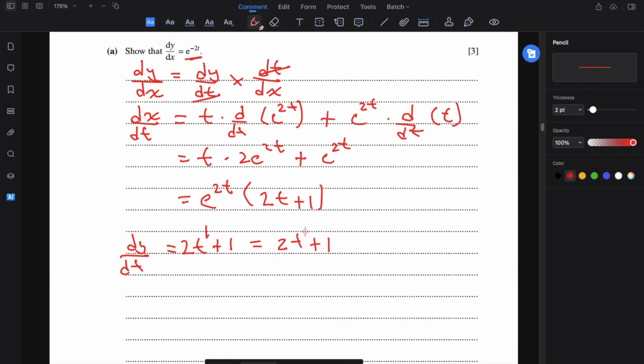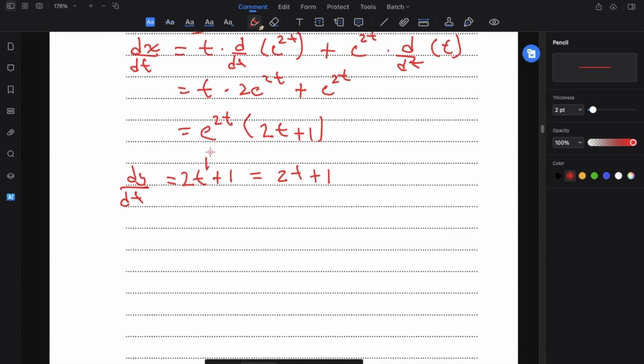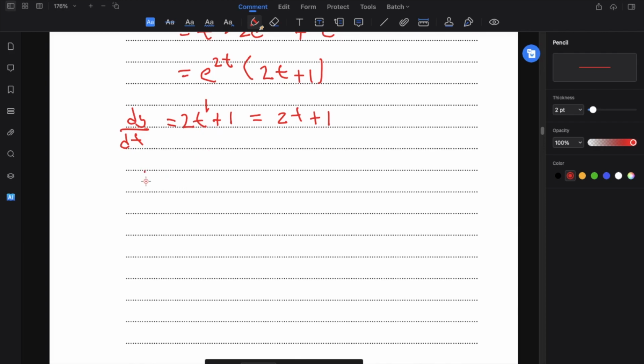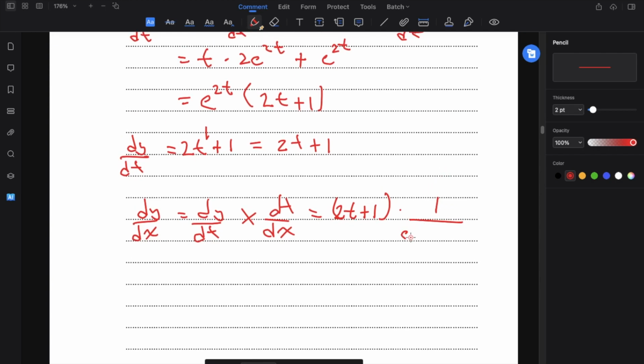Now notice how 2t plus 1 is present in both places. This will make it easier for us to calculate dy by dx when we are multiplying, because then we can simply cross things out. So our dy by dx is equal to dy by dt into dt by dx. dy by dt is 2t plus 1, and our dt by dx is just the reciprocal of dx by dt. So we take 1 on top, and underneath we write e to the power 2t into 2t plus 1. Since we have 2t plus 1 in both the numerator and denominator, we simply cross them out.